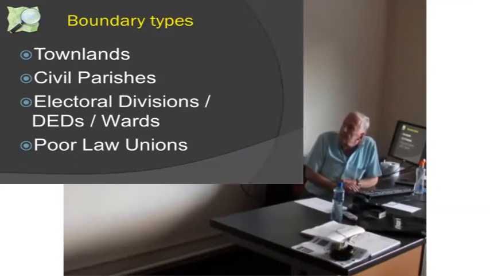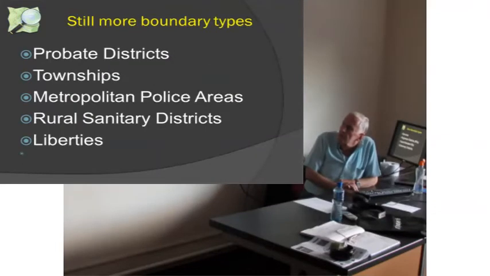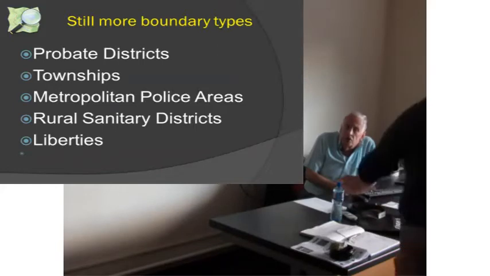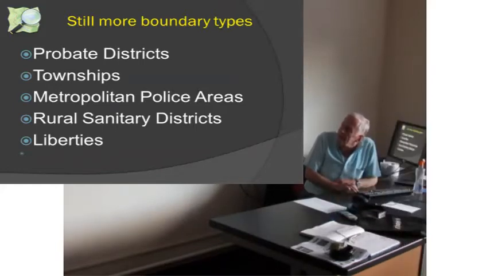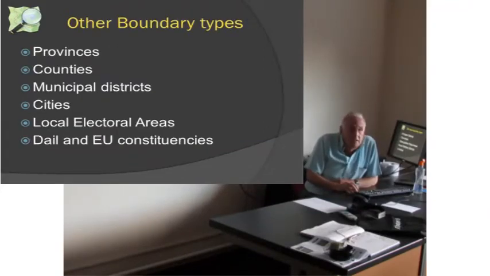There are townlands, civil parishes, electoral divisions, poor law unions, baronies, registrar's districts, superintendent registrar's districts, dispensary districts, petty session court areas. I'll come in more detail to some of these later. Probate districts, townships, metropolitan police, rural sanitary, and liberties.